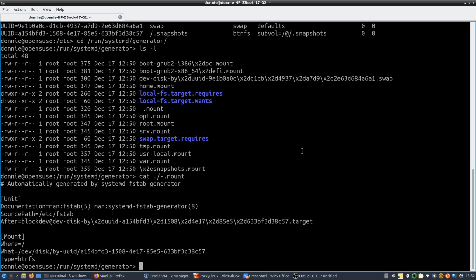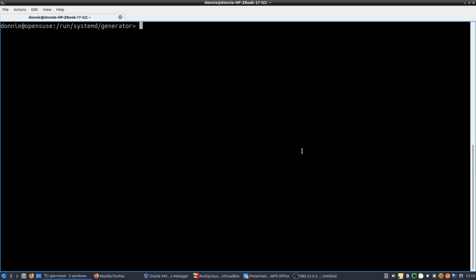So anyway, that's pretty much it there for the topic of mounting file systems, mounting partitions under systemd.